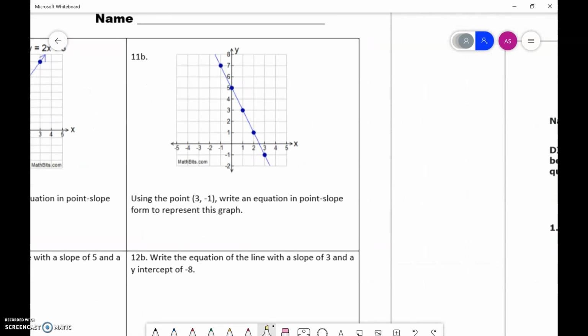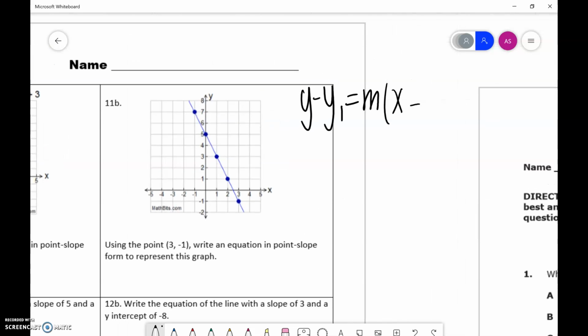Number 11B, it says using the point 3, negative 1, write an equation in point slope form to represent this graph. So let's go ahead and pull out our point slope form if we need it. So that's your y minus y1 equals m times x minus x1. Okay, so they gave us the point that they want us to use. That's 3, negative 1.